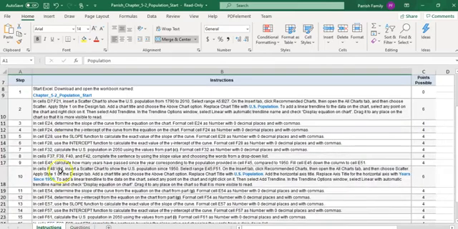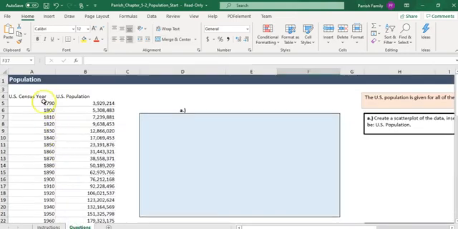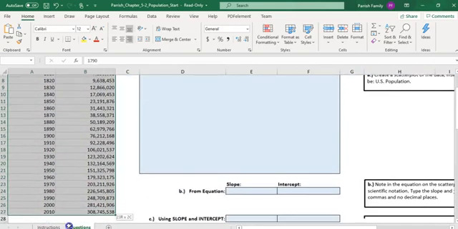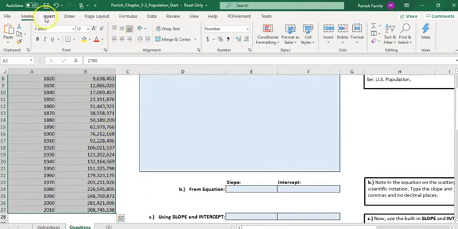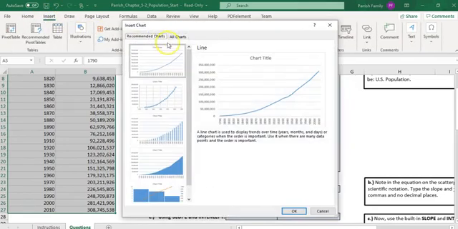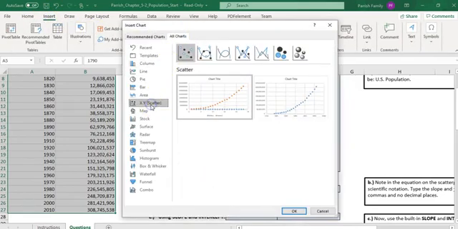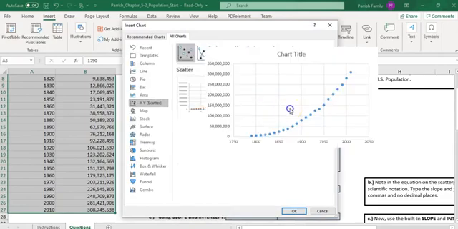The first instruction says to create a scatter plot with the U.S. populations. Select A5 to B27. We're going to be using design style 1, and we're going to put a chart title, U.S. population, and then we're going to add a trend line. So let's get that done. We're going to start here and select, and we're going to do our recommended chart. We want to choose a scatter plot. So it's going to look like this.